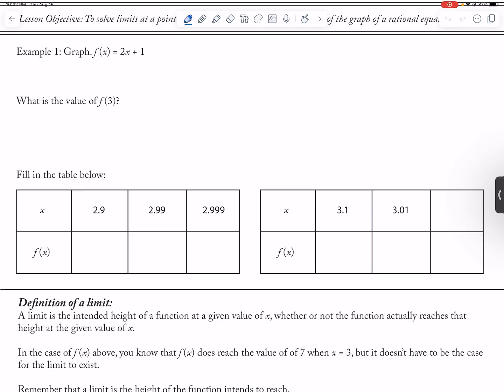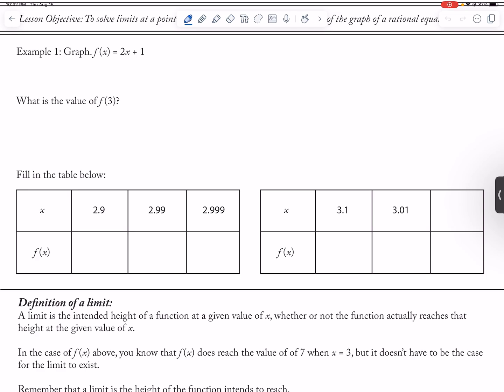All right, so in this section, we're going to look at limits at a point, identifying different characteristics of a graph of a rational equation, which is something that has a numerator and a denominator. So the first thing we're going to look at is a limit at an actual point.